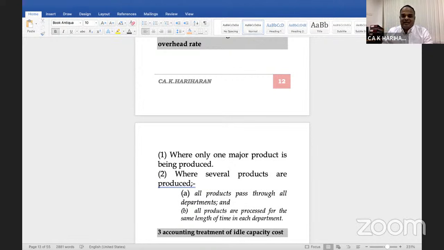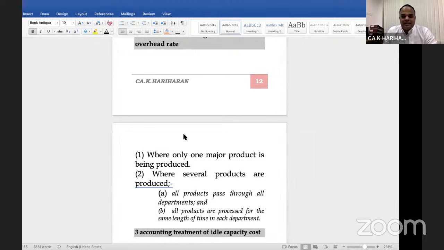When blanket overhead rate arises, there are 2 conditions. You can't just apply the same rate for all departments. One, when only one major product is produced. Another condition, when several products are produced, all the products pass through all the departments, and all processes take the same length of time. In these circumstances, we can use blanket overhead. Else, departmental rate is preferable. Departmental rate will be more accurate than blanket overhead rate, but with departmental rate, the company has to incur extra expenses. Understood?